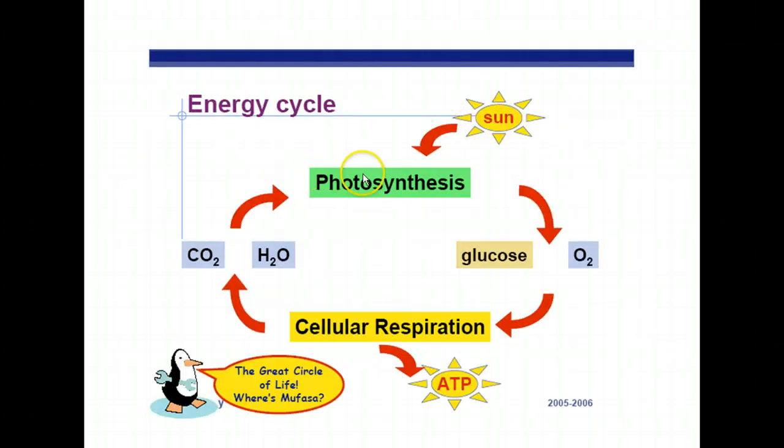There's the energy cycle. Photosynthesis takes up carbon dioxide, water, and light, produces sugar, glucose, and oxygen. Those are used during cell respiration to make ATP energy. Cell respiration produces carbon dioxide and water, which could then in turn be used by photosynthesis.